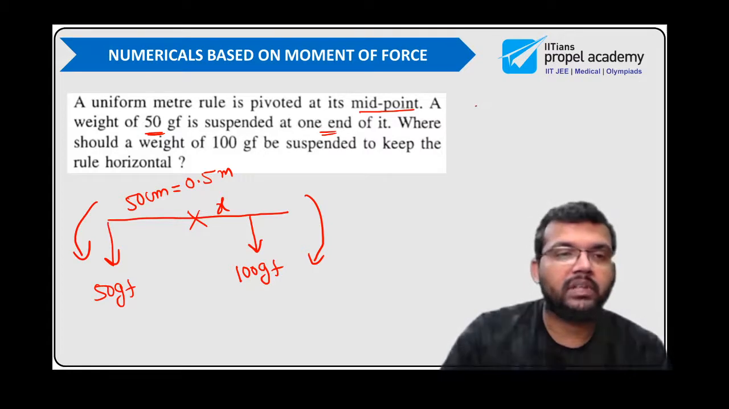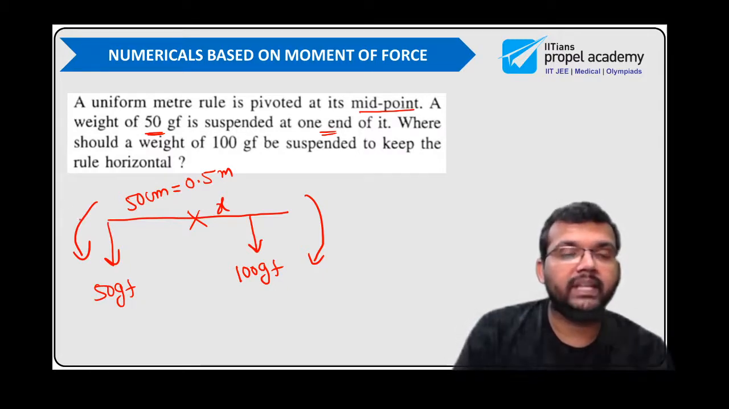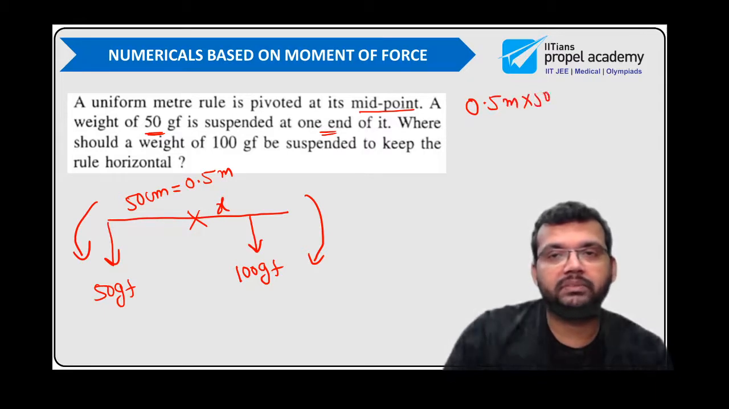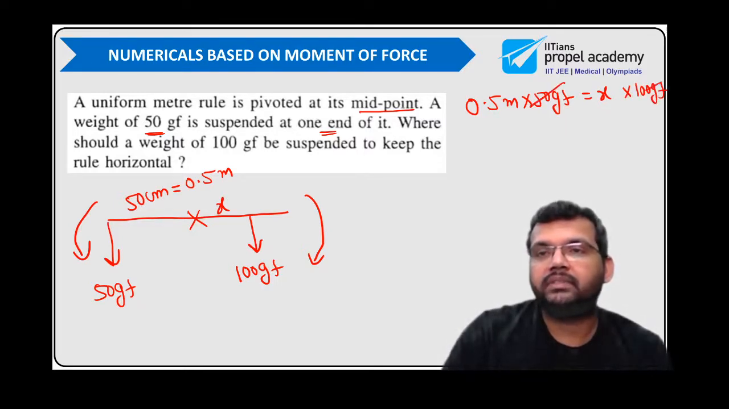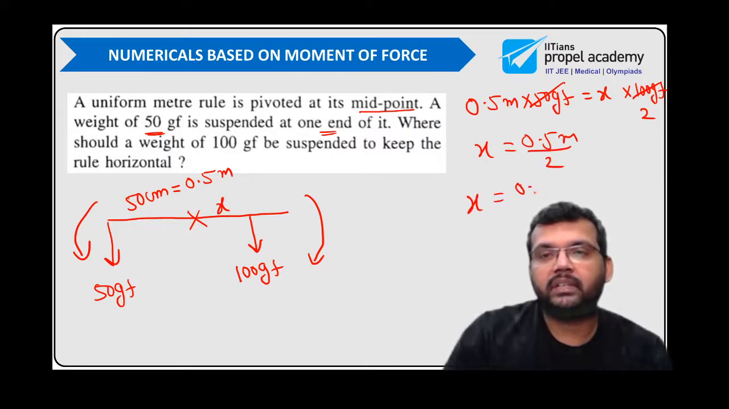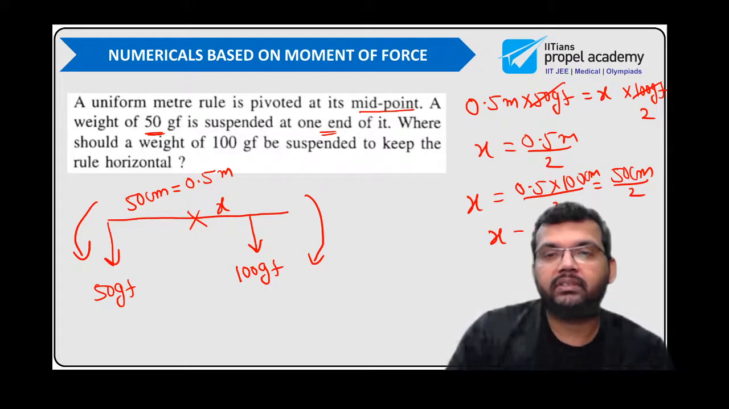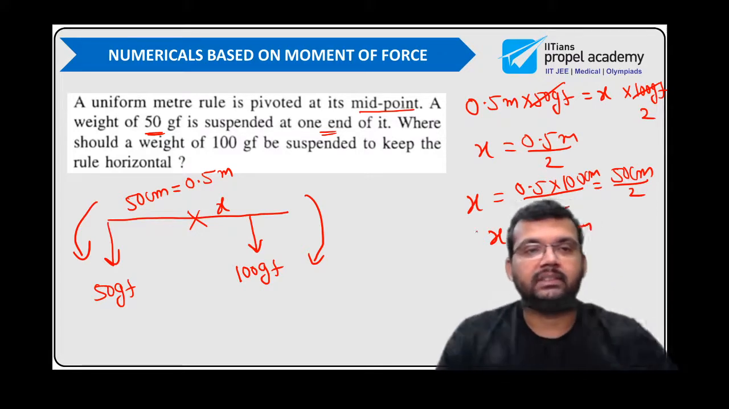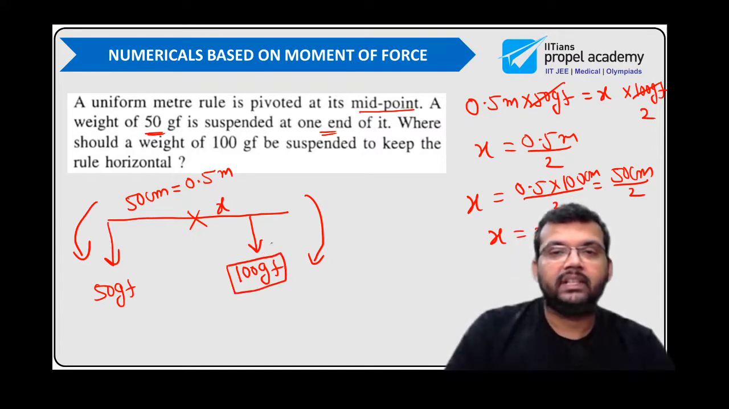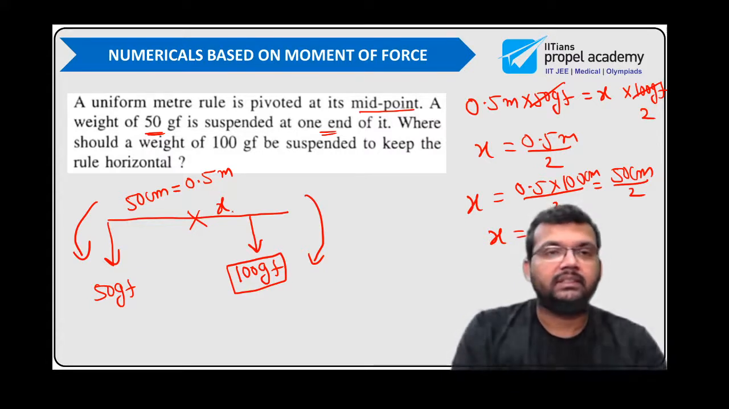Now we have to equate the clockwise moment to the anti-clockwise moment. So by equating, we get 0.5 meter times 50 GF equals X times 100 GF. Now 100 GF and 50 GF cancel out, so X equals 0.5 meter divided by 2. 0.5 meter is 50 centimeters, divided by 2. X equals 25 centimeters. So that's the answer. If you hang 100 GF at 25 centimeters, then we can balance the meter scale.